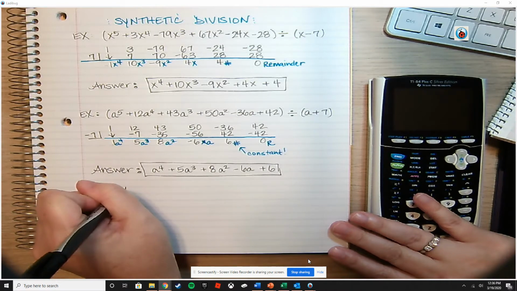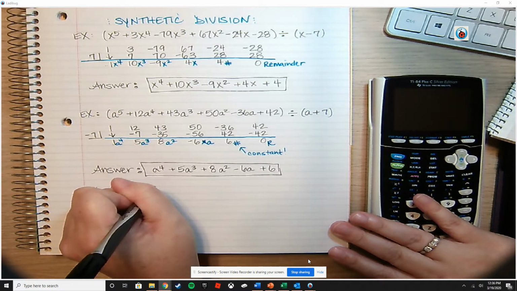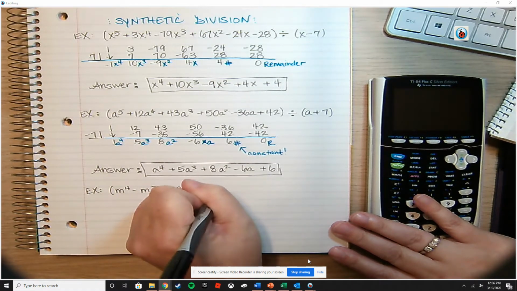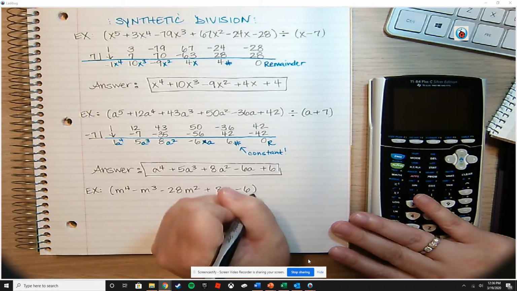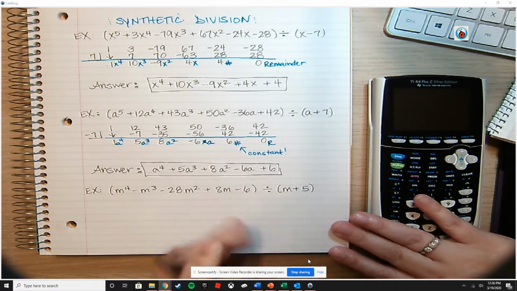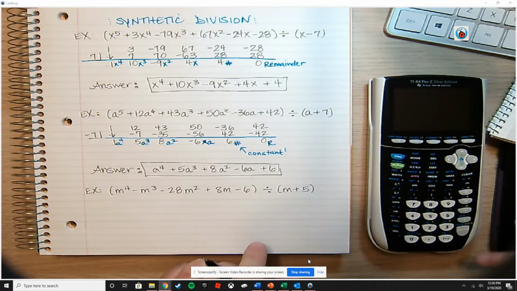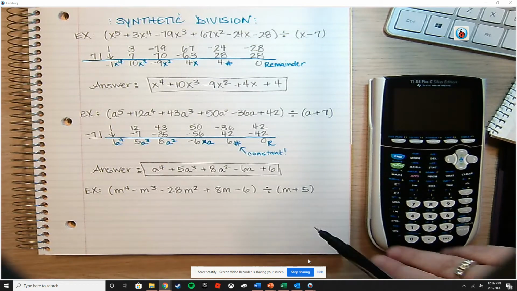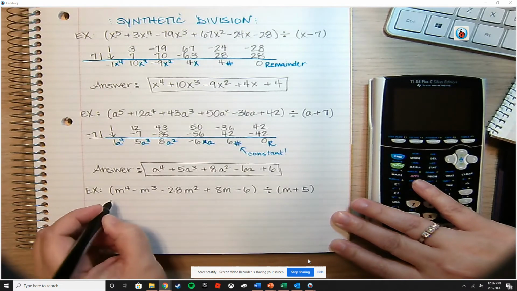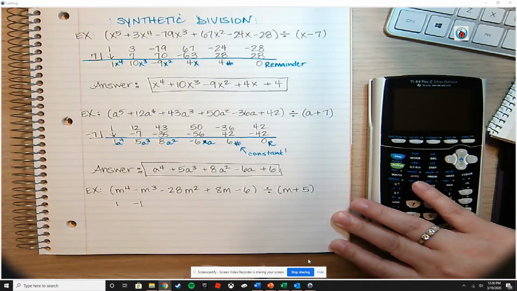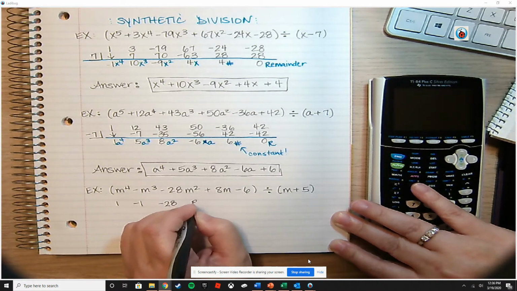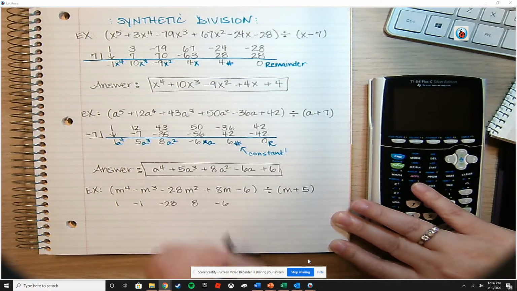So if I have the problem m to the fourth minus m to the third minus 28m squared plus 8m minus 6, and I am dividing that by m plus 5. Okay? All right. So here's what I'm going to do. I'm going to take the coefficients from the first polynomial. So I have 1, -1, -28, 8, and -6.